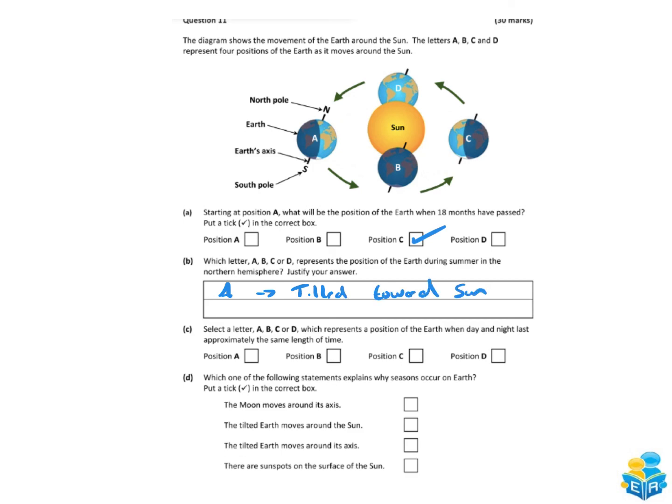Part C, select your letter A, B, C or D which represents the position of the Earth when day and night last approximately the same length of time. So this is going to either be B or D. And then which one of the following statements explains why seasons occur on Earth? The moon moves around its axis, the tilted Earth moves around the Sun, the tilted Earth moves around its axis, or there are sunspots on the surface of the Sun. So this is the tilted Earth moves around the Sun, okay, which we came across earlier on.